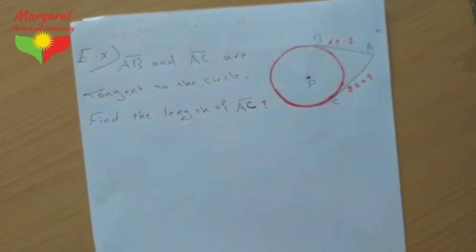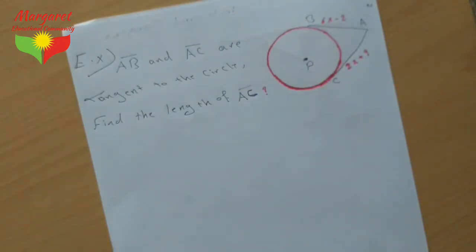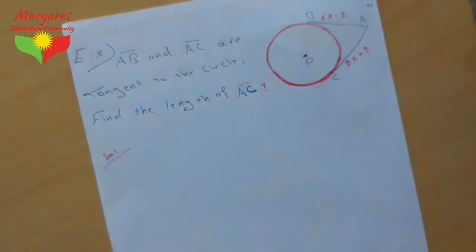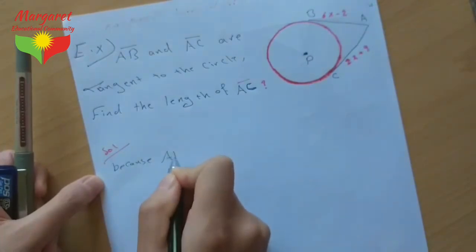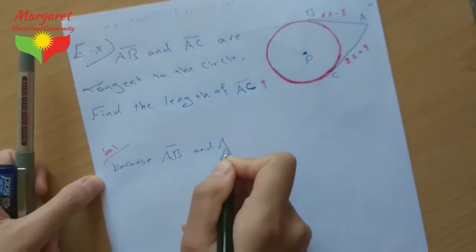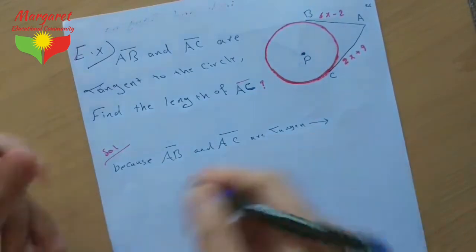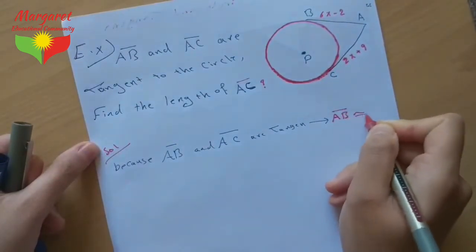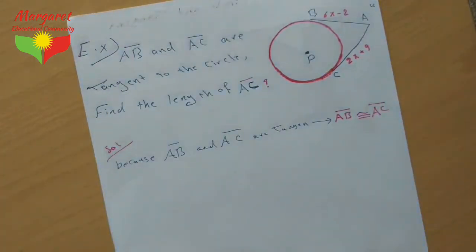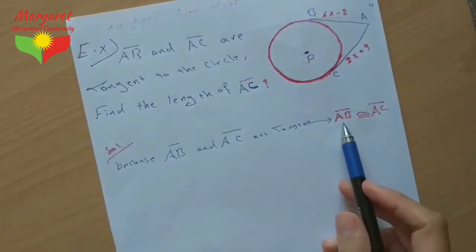Because AB and AC are tangent, then AB is congruent to AC. So then the segment AB is congruent to the segment AC.